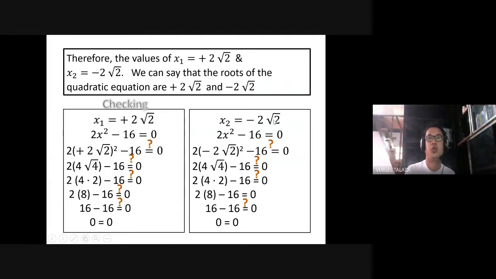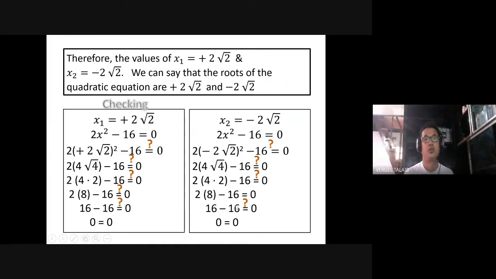Now, for negative 2 square root of 2, substitute it for the value of x. So that becomes 2 times the square of negative 2 square root of 2, minus 16. What is the square of negative 2 square root of 2? That becomes negative 2 times negative 2, which is positive 4. 2 times 2 is 4. Square root of 4 is 2. Times 4 is 8. Times 2 is 16.